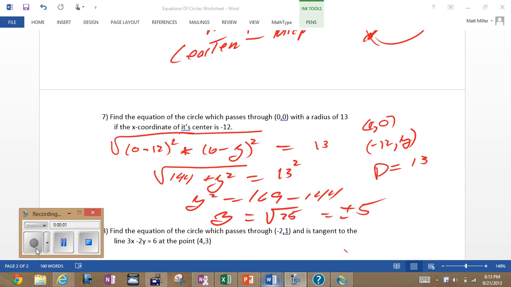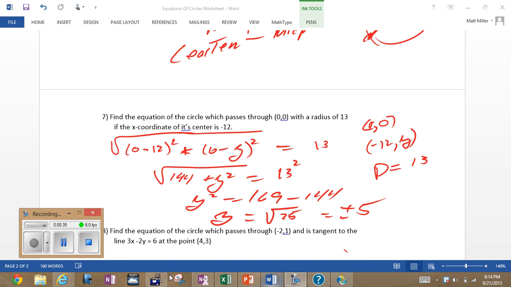Okay, welcome back. We're going to discuss some of the problems on the flip side of this equations of circles worksheet. Okay, and we're going to look at number 7. Number 7 states that you have a circle passing through the origin. It wants to be of radius 13, and the center is without known coordinates except for the x-coordinate, which is at -12.